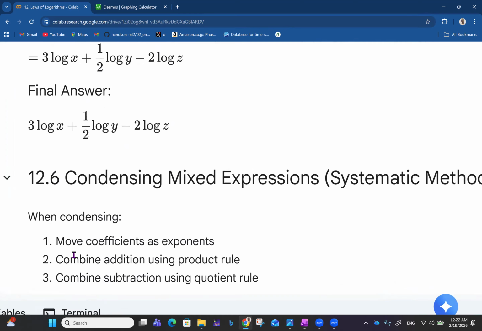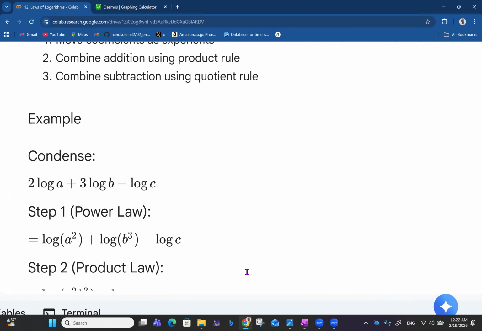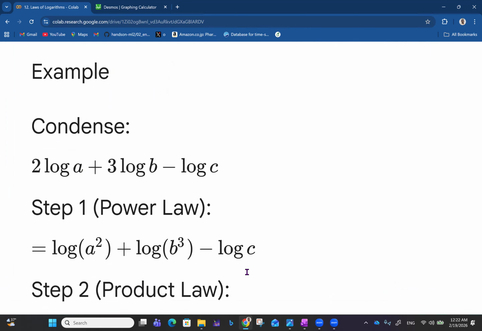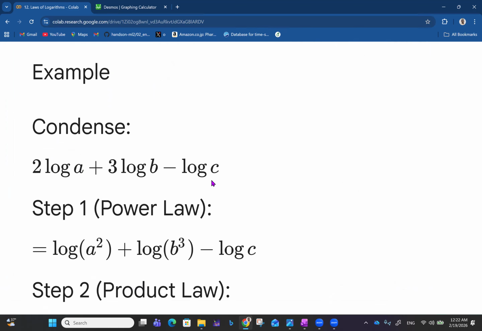When condensing mixed expressions, move coefficients as exponents, combine addition using the product rule, combine subtraction using the quotient rule. That's all. And we have an example like this. So you want to condense 2 log a plus 3 log b minus log c. First step, you can use the power law. So bring back the power.